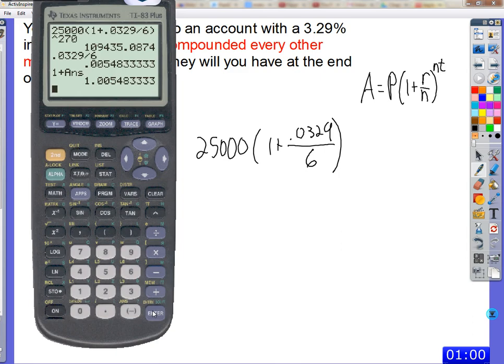That's 100.5%, 100% and half a percent. And we're gonna do what with that? If I want to know what half a percent more of 25,000 is, multiply 25,000 times this number. It'll give you 25,000 plus half a percent. So I multiply this by 25,000. I now have $25,137.08. Okay.